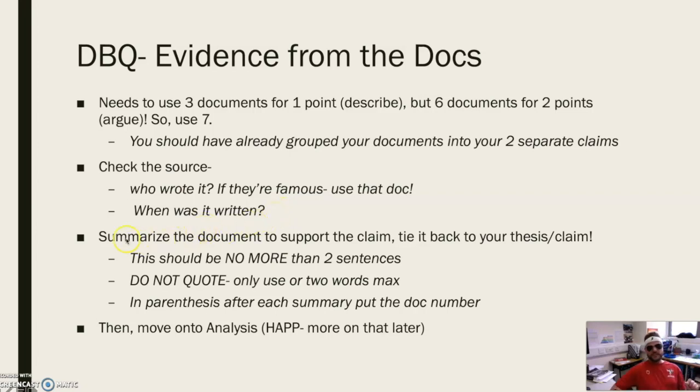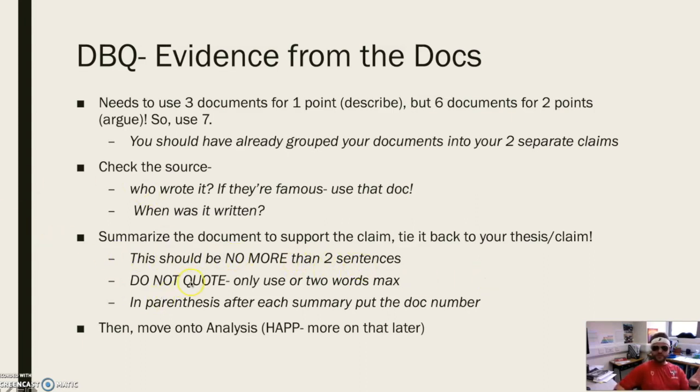The first thing you're going to do is summarize the document to support the claim. Tie it back to your thesis or claim. And I'm going to show you an example of that in a second. But as you are doing your evidence portion, you're just going to summarize the document. It's super easy. That's going to get you your 1 point. But then you're going to tie it back to your thesis or claim, and that's going to get you that argument point, that 2nd point. This should be no more than 2 sentences.